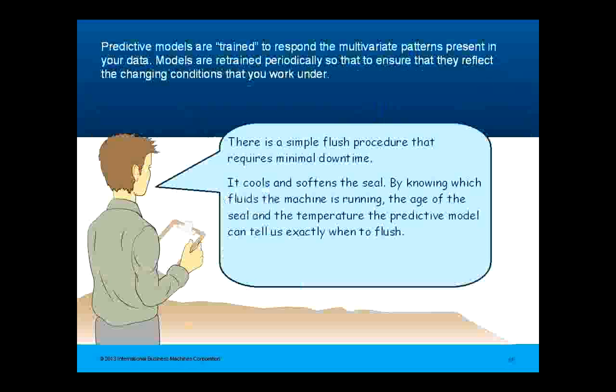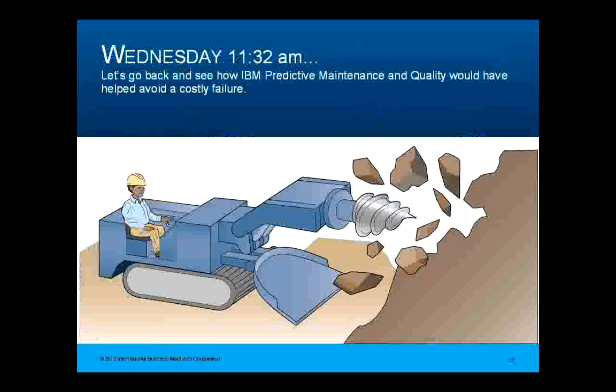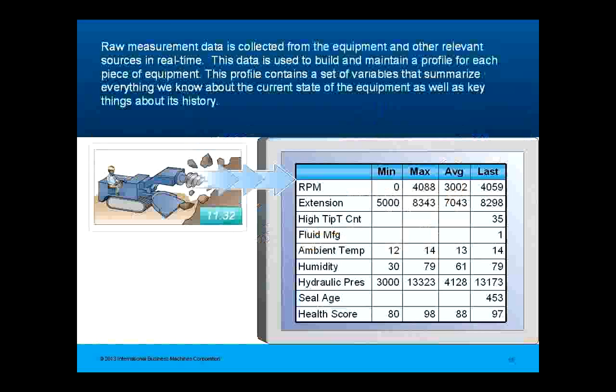And here, in this example, the operators know that they could perform a simple flush procedure that would require minimal downtime. This flush procedure cools and softens the seal, and by knowing which of the fluids the machine is running and the age of the seal, the predictive model can tell us exactly when this flush procedure would be helpful. So let's go back and see how IBM PMQ would have helped in avoiding this costly failure.